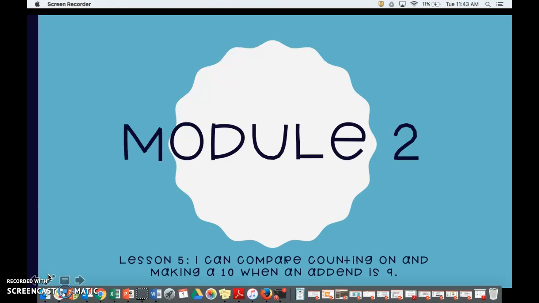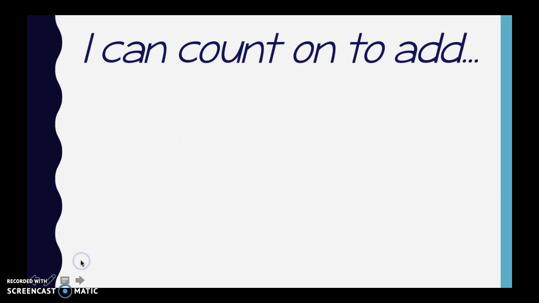We've been doing a lot of work lately with adding numbers and different ways that we can add the numbers to make it a little bit easier for us. Let's look at some of those ways. The first one says, I can count on to add. That means I'm going to start with a number and add up the other number.